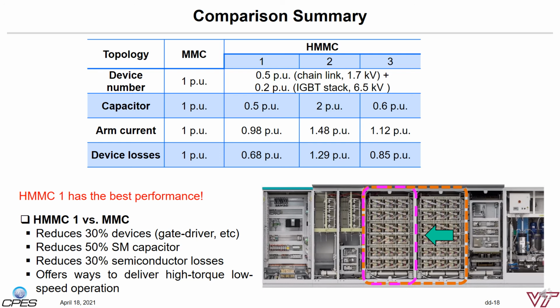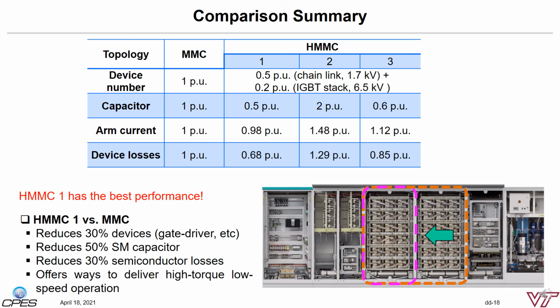So in short, HMMC1 can reduce 30% devices, reduce 50% submodule capacitors, and reduce 30% semiconductor losses. Just look at the commercial MMC product. It will be a big deal of removing one of the two MMC cabinets.